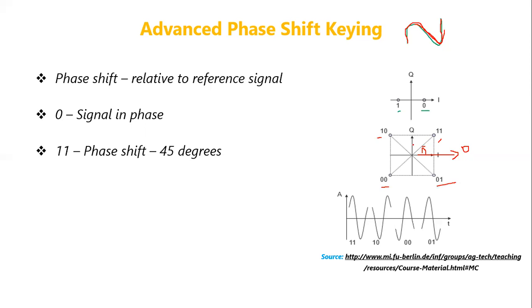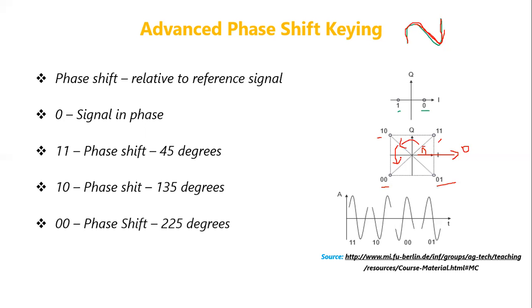So 11 represents a phase shift of 45 degrees, and 10 represents a phase shift of 135 degrees, as the angle here is 90 degrees further. From 10 to 00, again it's 90 degrees, so 00 represents a phase shift of 225 degrees, and 01 represents a phase shift of 315 degrees.